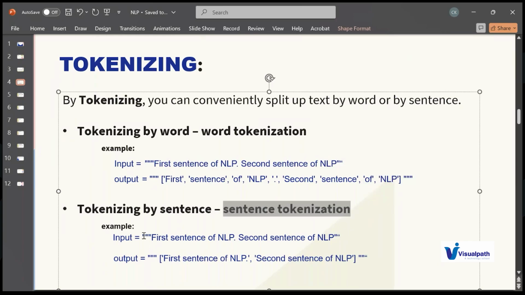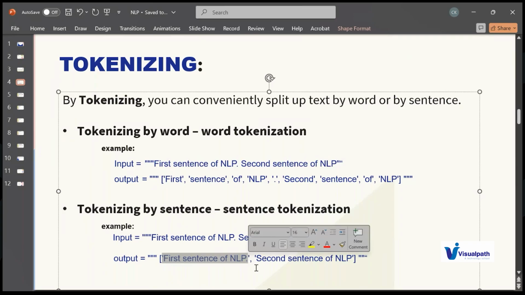And for example, the same input I am taking, and once we apply this sentence tokenization on top of it, what we'll be getting is sentences. This input is entirely a paragraph. We have two sentences making a paragraph. Once we apply the sentence tokenization, we'll see a list of sentences. So this is the first sentence, and then we have a comma here, and then we have the second sentence of NL.